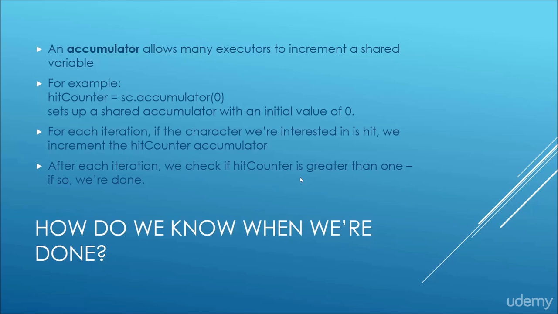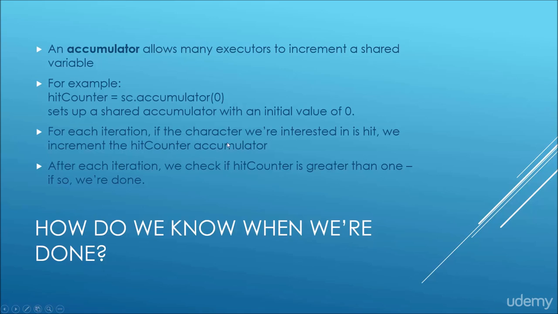So remember how broadcast variables let you share objects across all the nodes in your cluster? Well, an accumulator allows all the executors in your cluster to increment some shared variable. So it's basically a counter that is maintained and synchronized across all of the different nodes in your cluster. So for example, you can call the accumulator function on your Spark context with an initial value of, say, 0, and call that accumulator object your hit counter. And then when we're going through our iterations, if any node that happens to be running this job encounters the character we're looking for, we can just increment that hit counter accumulator.